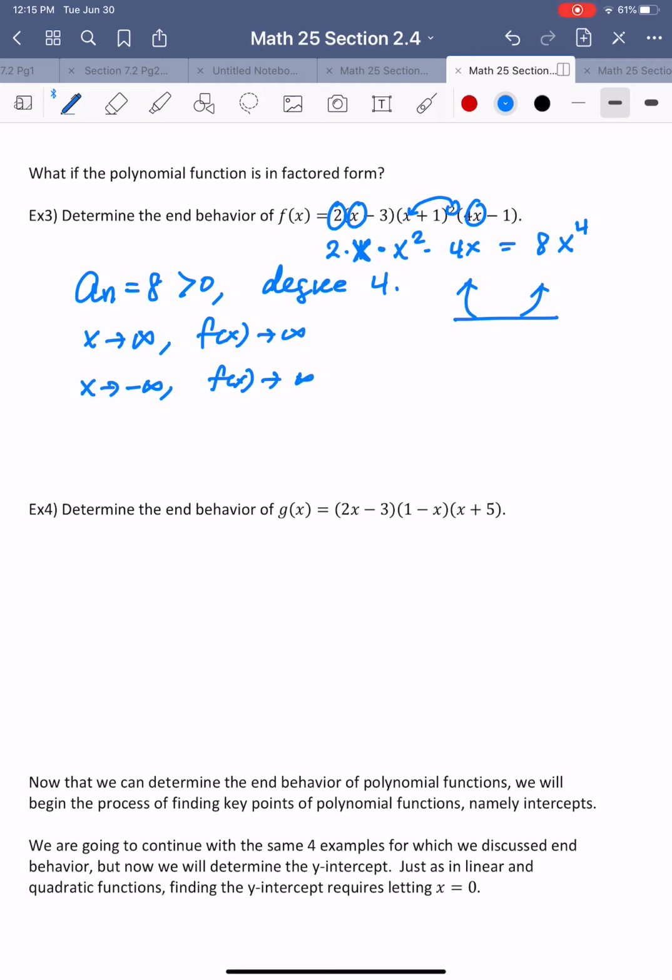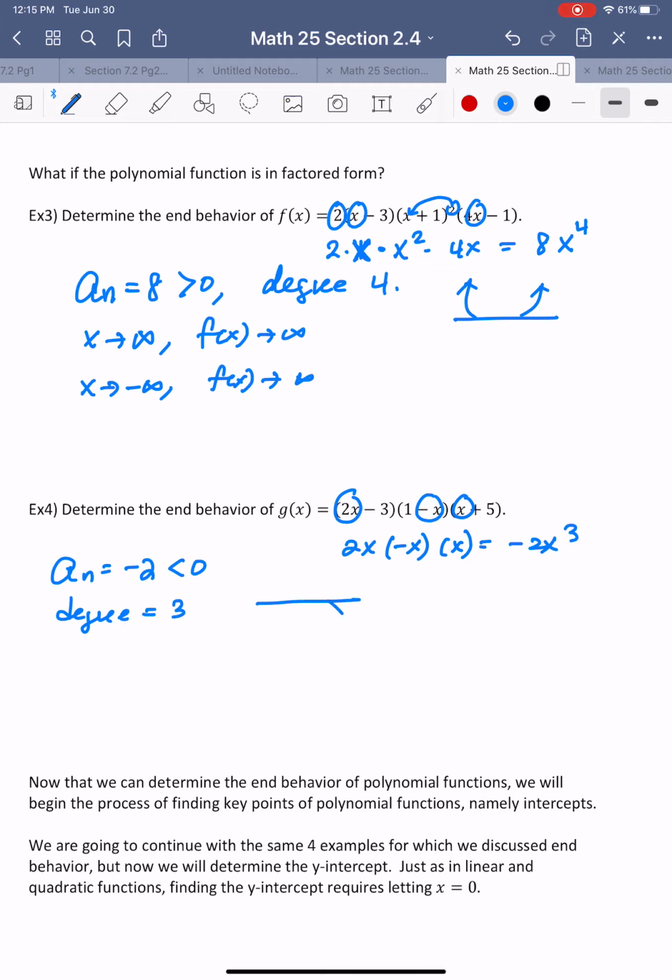Example 4, which is a factored form too. So take the 2x, there's actually no multiplicity, right? So negative 1 and x multiply together. So 2x times negative x times x is negative 2x cubed. So a sub n is negative 2, which is less than 0, and the degree is 3. So this means this side's down, this side's up, isn't it? So when x goes to infinity, f of x goes to negative infinity, and when x goes to negative infinity, f of x goes to positive infinity.